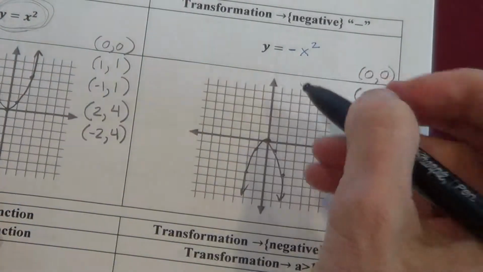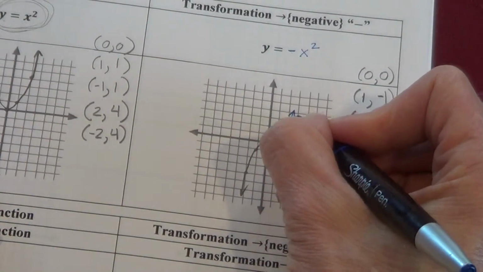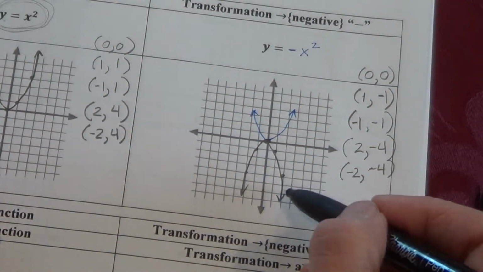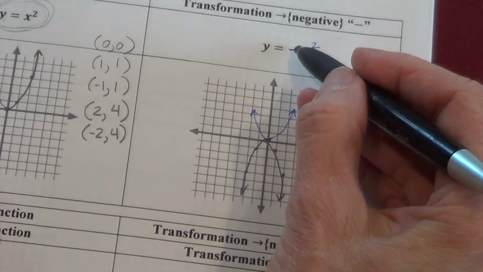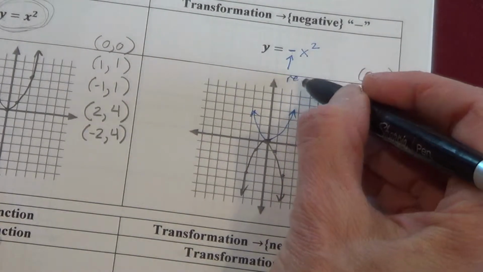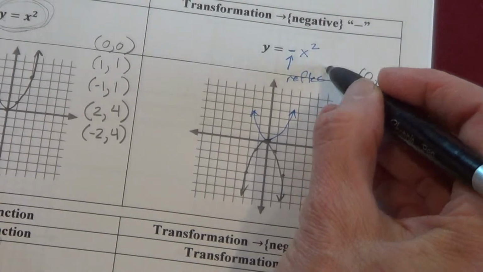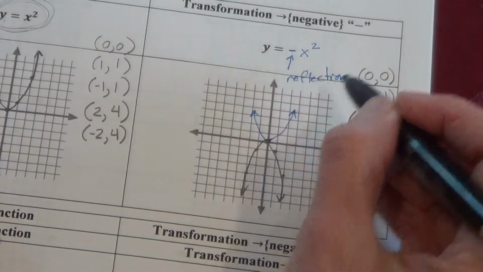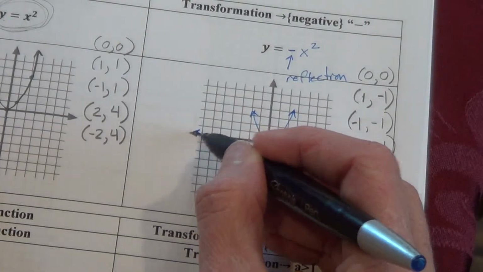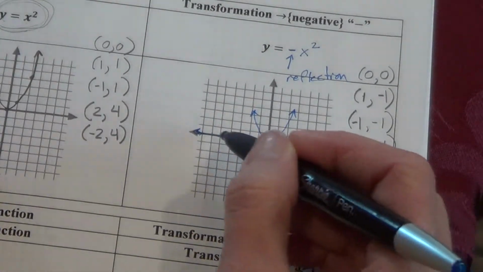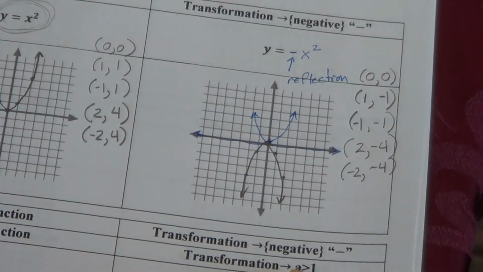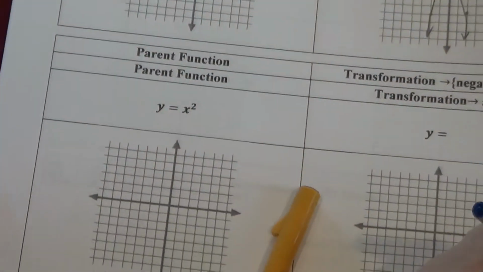If we look at where our parent graph lay, it was up like this. Now we've shifted it this way. What this negative does is cause a reflection across the x-axis. Anytime you see a negative, it's going to flip it over that horizontal axis that its vertex is on.